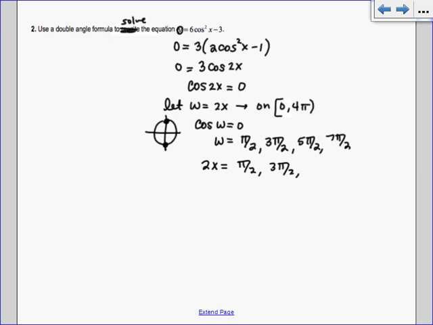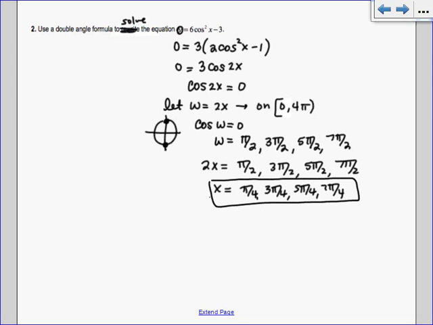And if I want to solve for x, I'm then going to divide by 2, which means that my answers, instead of being on 0 to 4 pi, are now going to be on 0 to 2 pi like I want. So I'm going to have pi over 4, 3 pi over 4, 5 pi over 4, and 7 pi over 4. Nothing is bigger than 2 pi. Those are my 4 solutions. Okay, so kind of tricky. When we divide by 2, all of those answers now are on 0 to 2 pi.